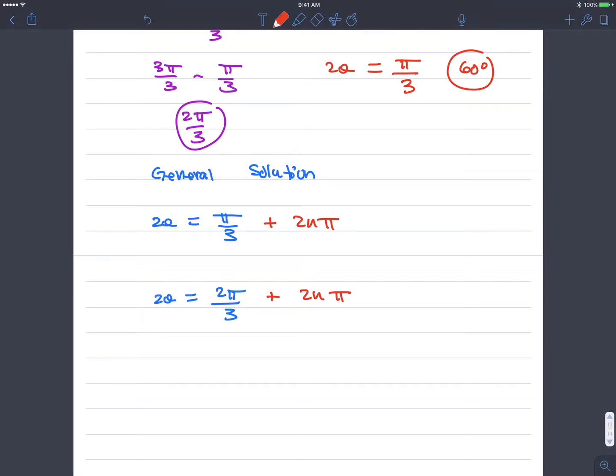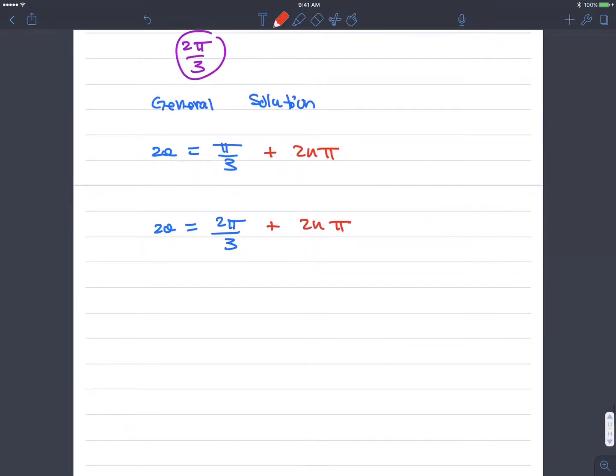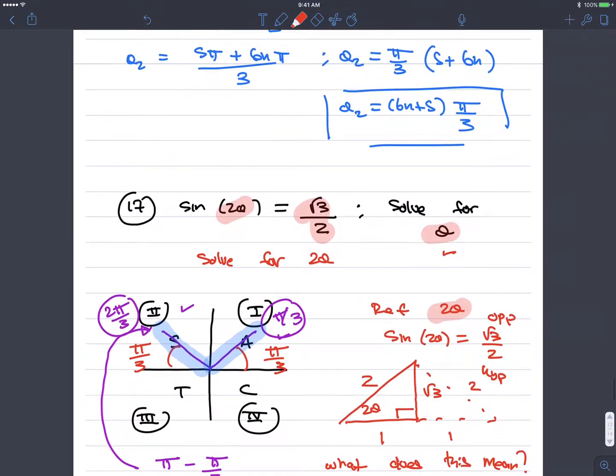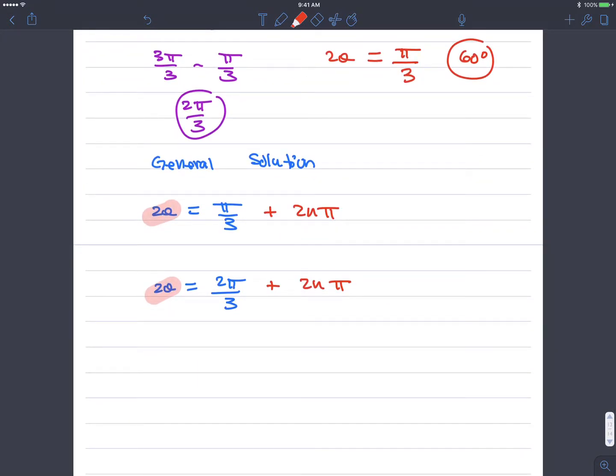So far, so good? What do you guys think? Is that pretty cool? Is that okay? That's how you get general solutions. But if you notice that we actually solve not for theta, we solve for 2 theta. We have to solve for what? Theta. Does anybody know how we solve for theta? What do we do now? What do you guys think? What should we do?